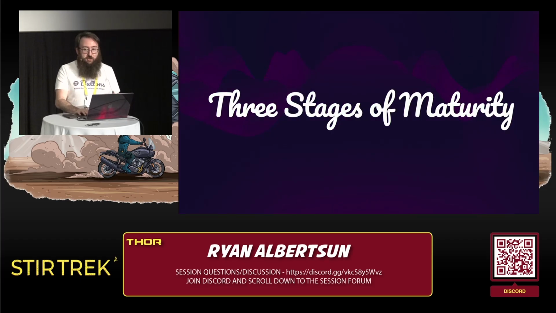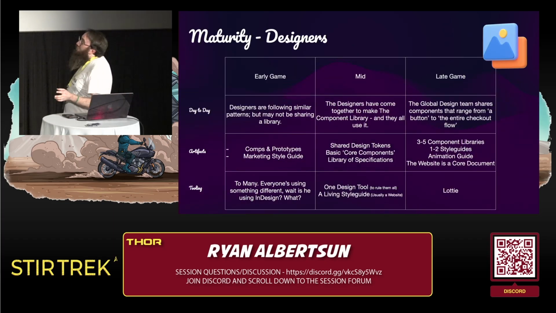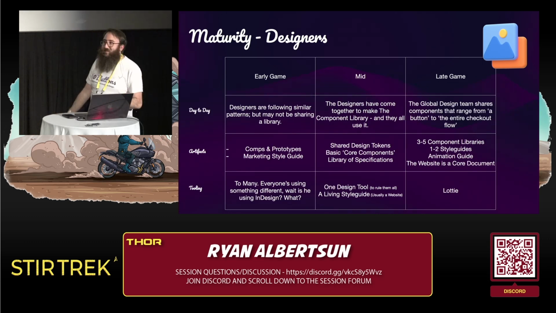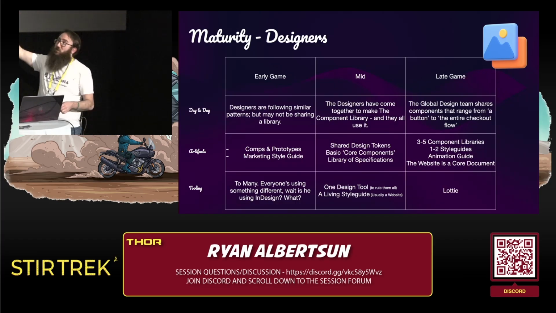So we're going to talk about 3 stages of maturity. Doing pretty good on time. We're going to look through the lens of the designers first. This is a cheat sheet I made, which I recommend; the slides will be up someplace at some point. When you have that conversation with your organization, this is a very easy way on the design and developer side to get a rough idea of where you're at. The next slide will be developers, this is designers.